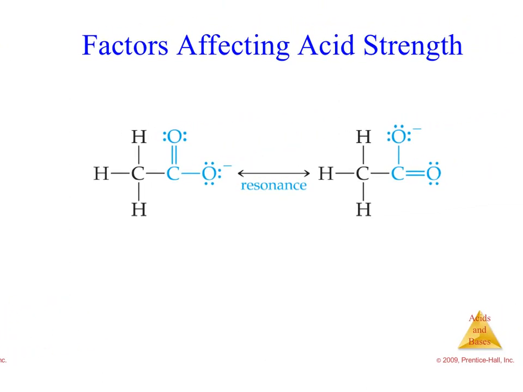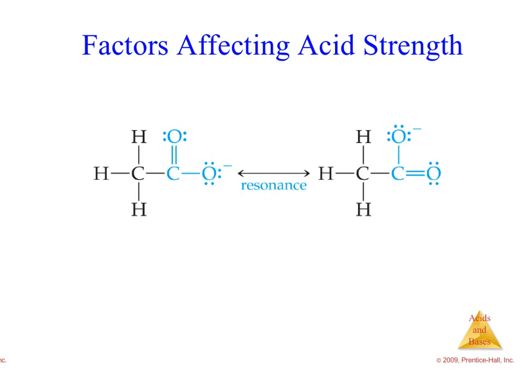Another consideration for acid strength is the stability of the conjugate base. So this is an example showing acetate, which is the conjugate base of acetic acid. And if you have a conjugate base that is more stable, that's going to make the acid stronger because the product, if it's more stable, the reaction is going to be more highly favored. So here we have resonance. We learn about that in Chem 101 and Chem 60.